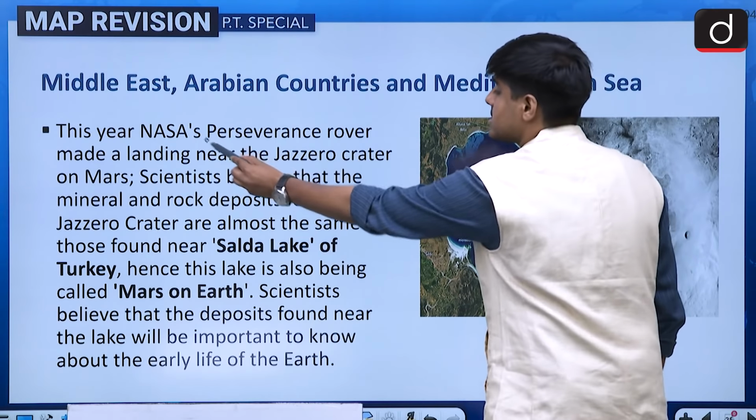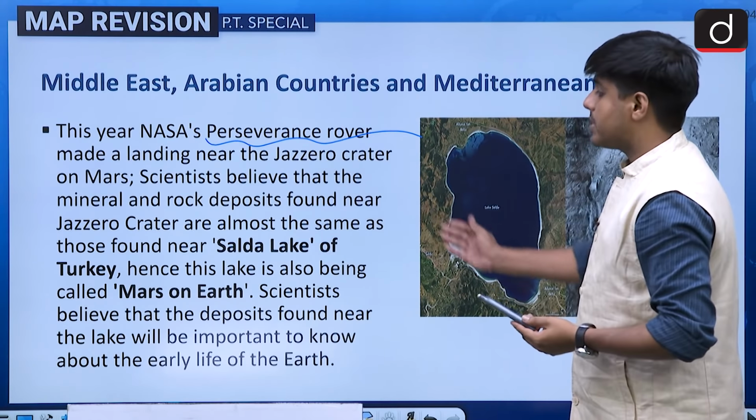Now, this year NASA's Perseverance rover made a landing near the Jezero crater on Mars.